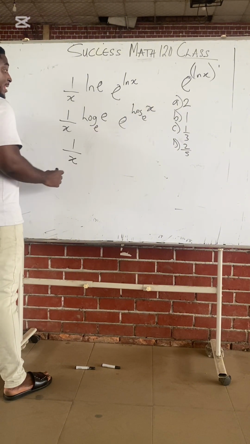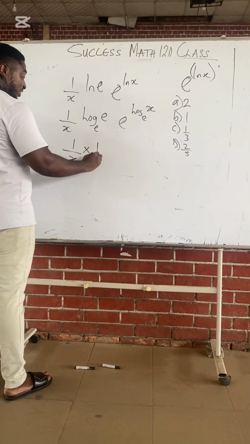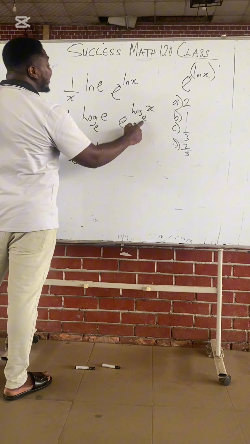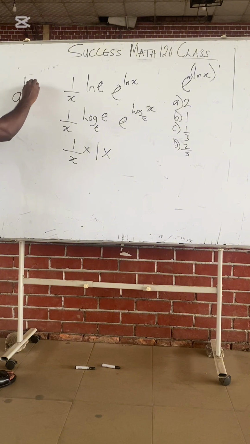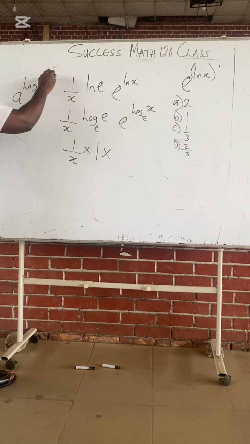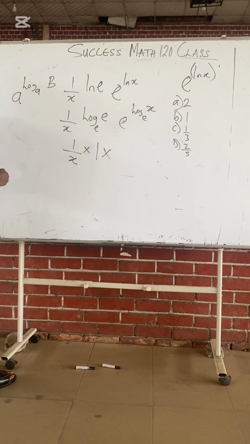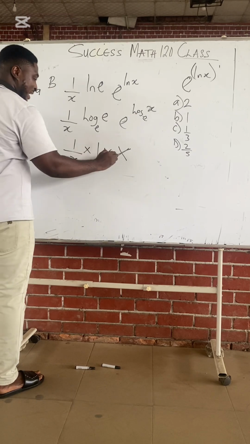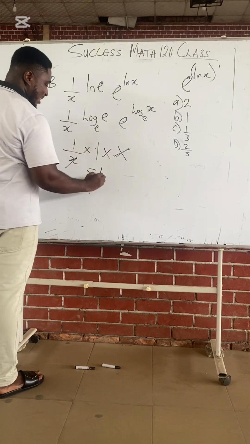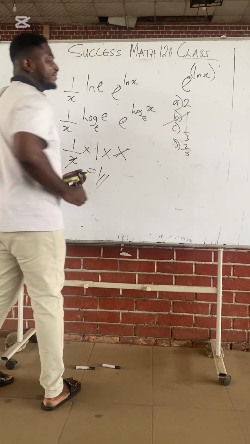Now follow me. Class, 1 over x times log e base e is 1. Now e raised to power log x base e. In the logarithm rule, a raised to power log b base a is b. So e raised to power log x base e is x. So that x cancels x and you have 1 times 1. Final answer is B.